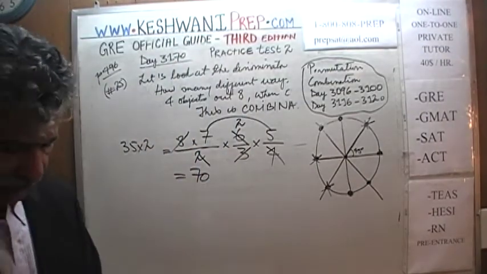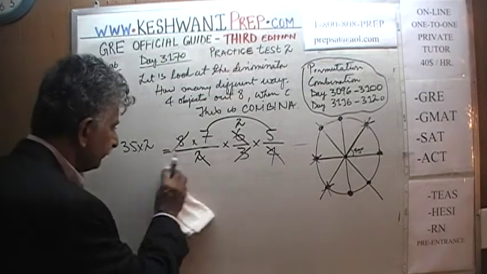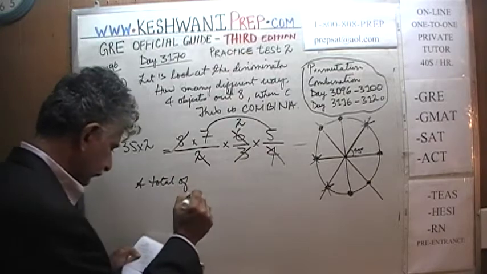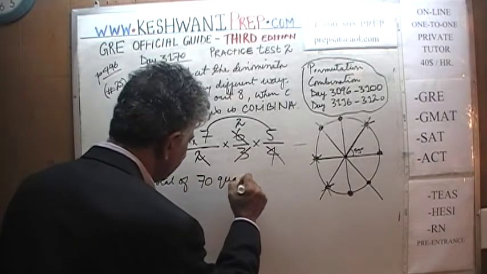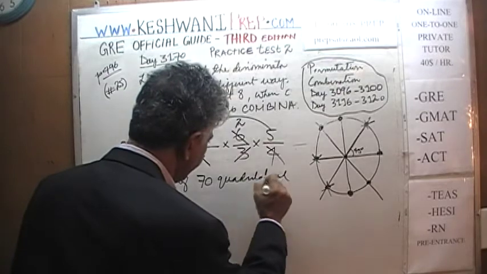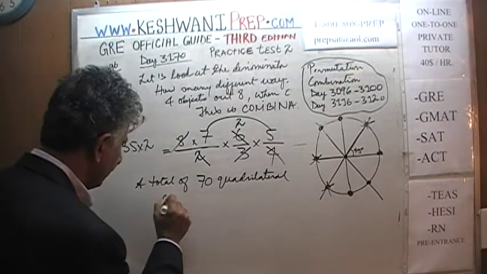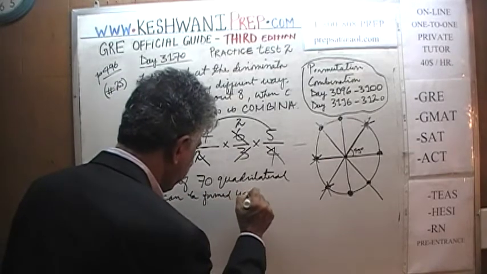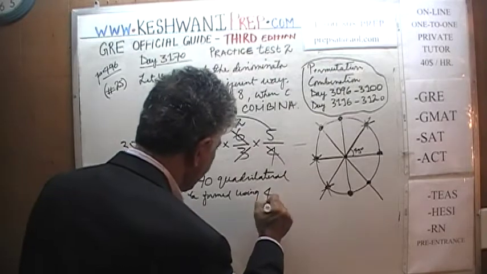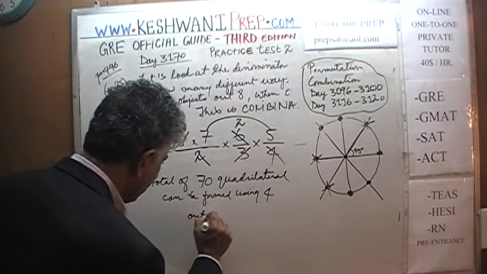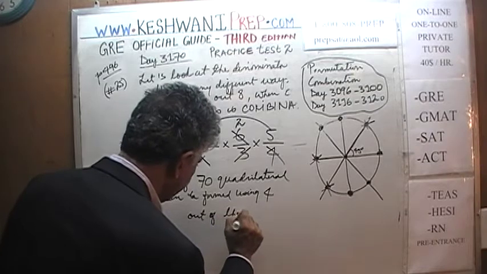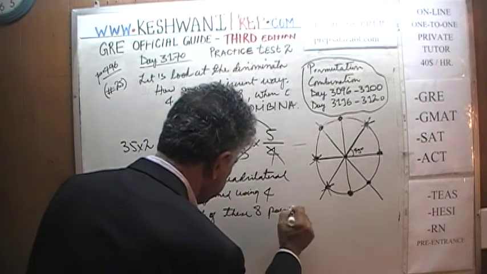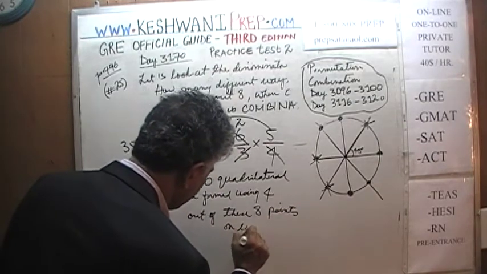There are altogether a total of 70 quadrilaterals that can be formed using 4 out of these 8 points on the circle.